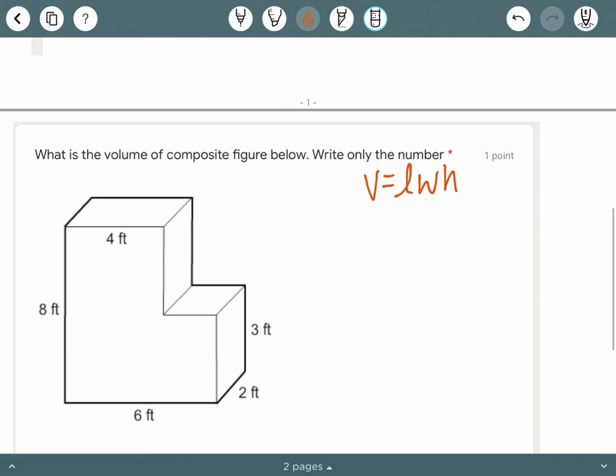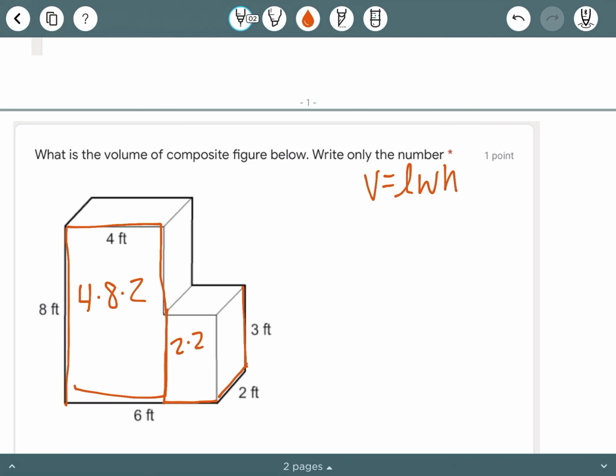And the last question. We have a composite figure here, and we need to find the volume. It says only write the number. So what we have here is 2 rectangular prisms together. We can see that this one here is a 4 foot by 8 foot by 2 foot rectangular prism, and then this one here is a 2 foot by 2 foot by 3 foot rectangular prism.